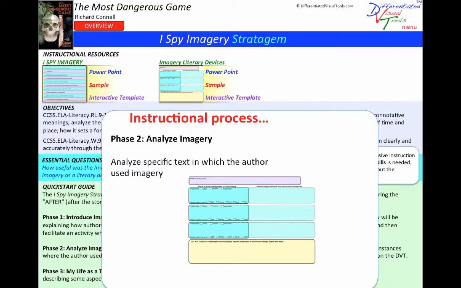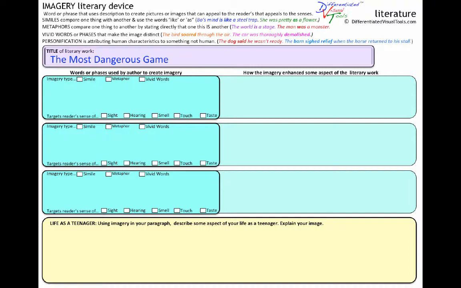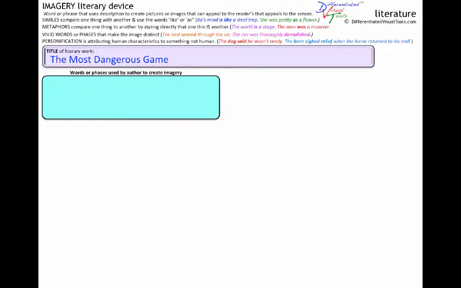Then in phase 2, what we will be doing is looking at the author's use of imagery within the story. So just to explain this DVT, we'll start with words or phrases used by the author to create imagery, and then we're going to look at how imagery enhanced some aspect of the literary work. So to explain this visual, we'll start with words or phrases used by the author that create imagery, and then we'll analyze how that imagery enhanced some aspect of the literary work.